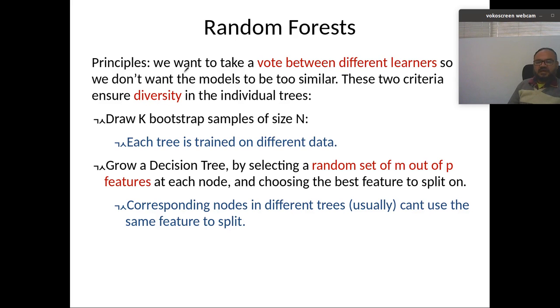The principle of random forest is that we want to take a vote between different learners, so we don't want the models to be too similar. These two criteria ensure diversity in the individual trees, and they ensure that the classifiers are not biased on the input data, and they do not overfit. We draw k bootstrap samples of size n, and each tree is trained on different data. And we grow a decision tree by selecting a random set of m out of p features at each node and choosing the best feature to split on. So in this manner, we increase the diversity as much as possible by ensuring that the samples used to train the base classifiers are independent from each other, and also the features used are selected randomly and independently of each other. The corresponding nodes in different trees usually cannot use the same features to split.